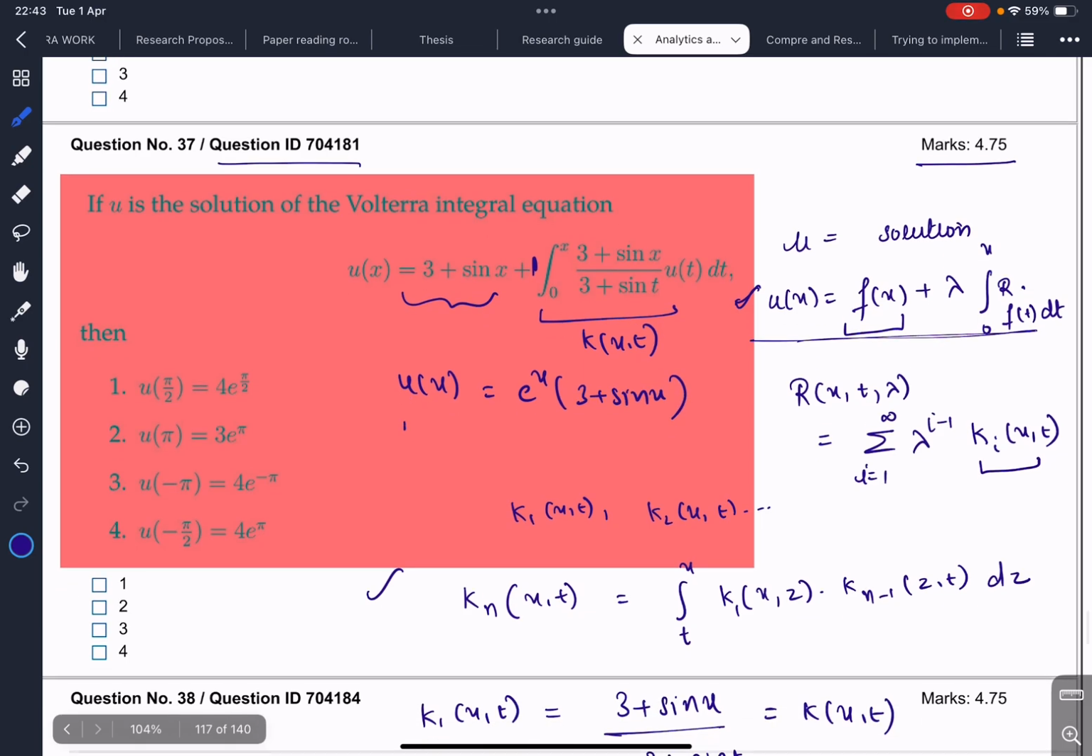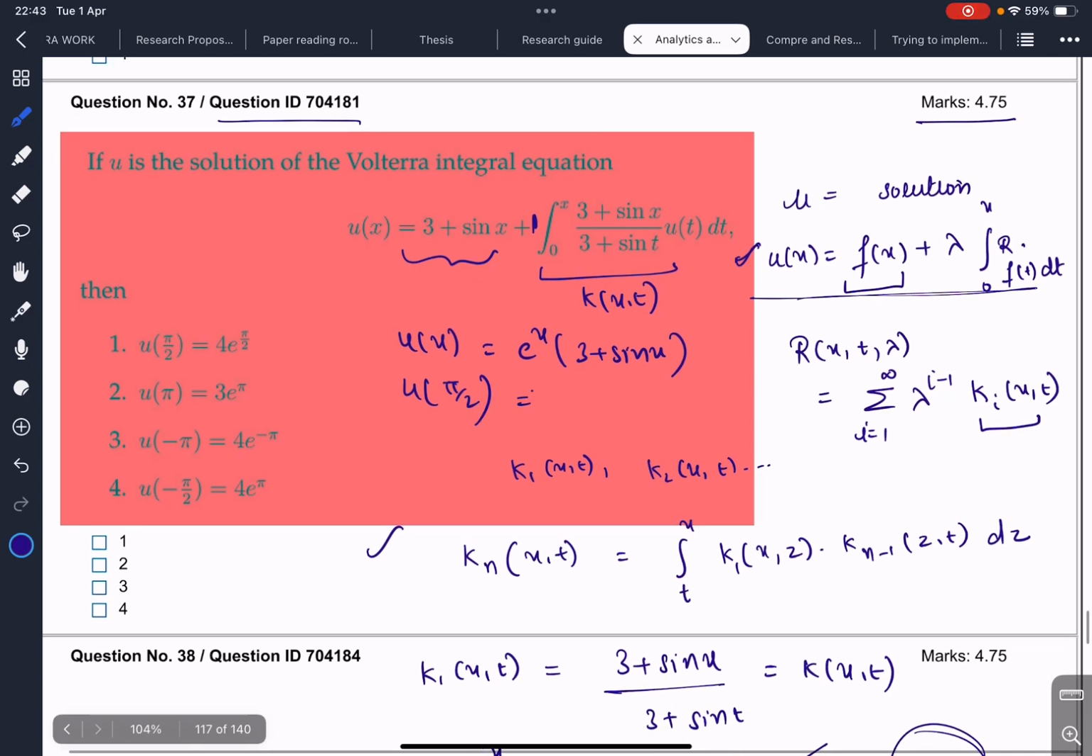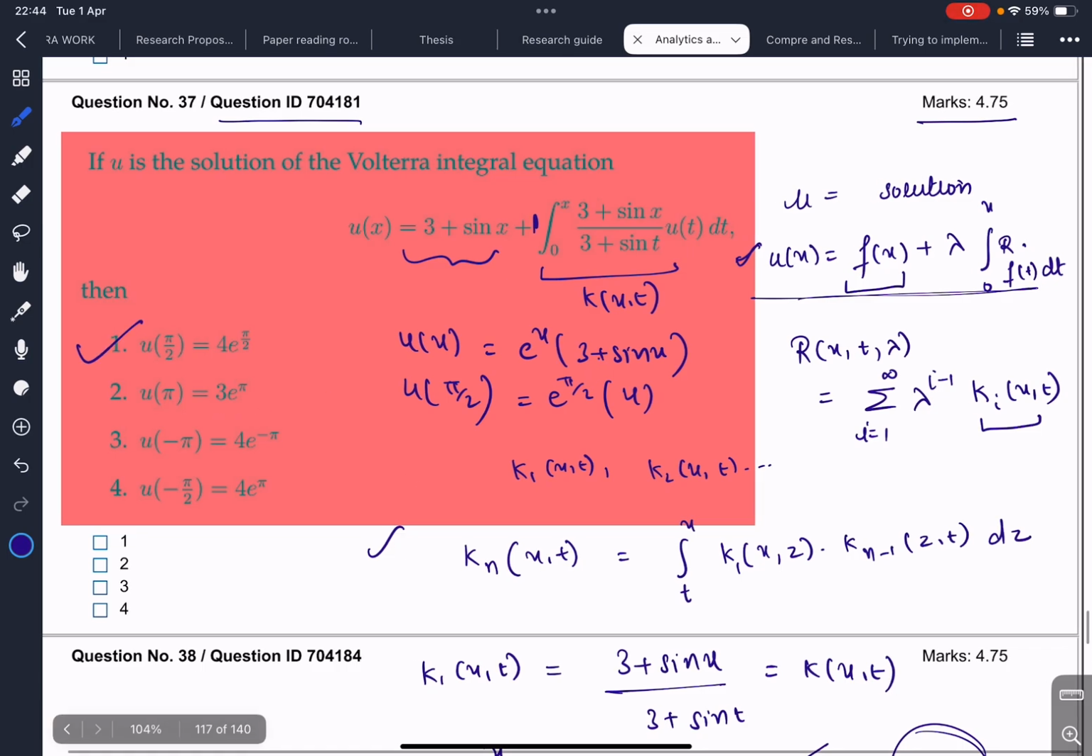Option 1 says u(pi by 2) is 4 e to the power pi by 2. So u(pi by 2) is e to the power pi by 2 into (3 plus sin pi by 2). Sin pi by 2 is 1, so it is 4. So this option is correct. Option 2 says u(pi) is 3 e to the power pi. Sin pi is 0, so this is 3 e to the power pi. So this is also correct.